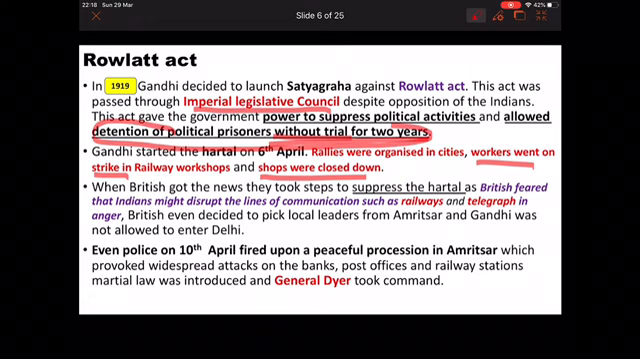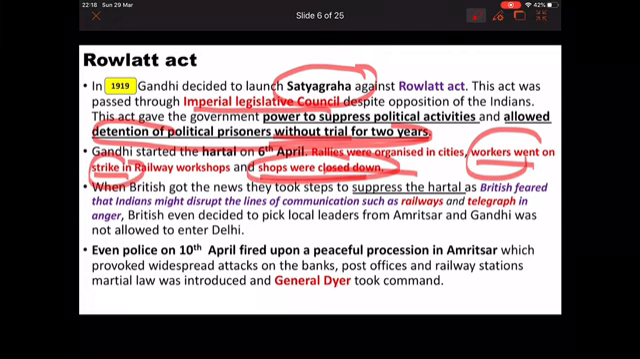Is it written that the people went and burnt the railway workshops? Is it written that the people went and burnt the police stations? Is it written that the people went and murdered a few British officers? No, it is not written. Why? Because Gandhi has started the whole thing called Satyagraha, and all the other Satyagrahis are working with Gandhi on the idea of Satyagraha, and hence everything is happening in a peaceful way. Rallies were organized, workers went on strike, shops were closed down.